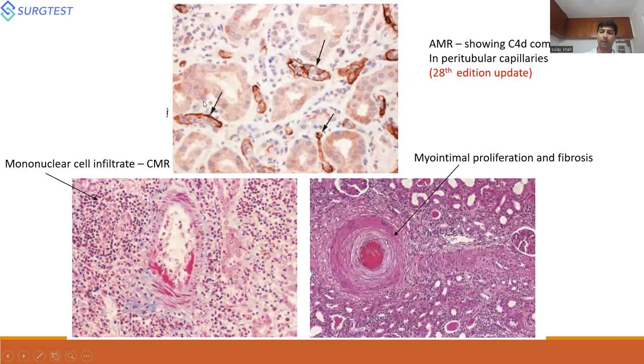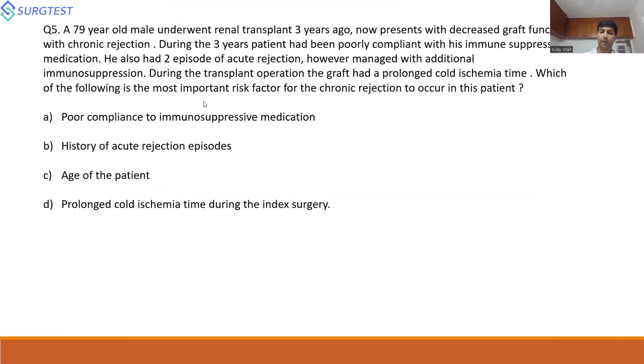So the last question on rejection, then we move on to drugs. I again have made it deliberately any type of question. There are a lot of clues. The first thing mentioned over here is a 79-year-old male with transplant 3 years ago presented with again decreased graft function with chronic rejection. During the past 3 years, the patient had a history of poor compliance with immunosuppression, 2 episodes of acute rejection reaction, but they were managed successfully with immunosuppression. The initial transplant operation had a prolonged cold ischemia time.